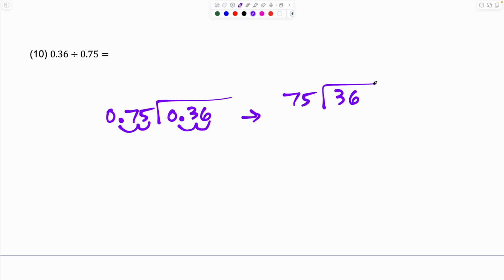But for this example, what makes this one a little bit tricky is now the number here on the inside is less than the number on the outside. So when we do this, we want to say 36 divided by 75 is 0, and then we put a decimal. And then what we could do is on the inside, once we do 0 point, we could start throwing zeros in like this. So now I start counting by 75s.